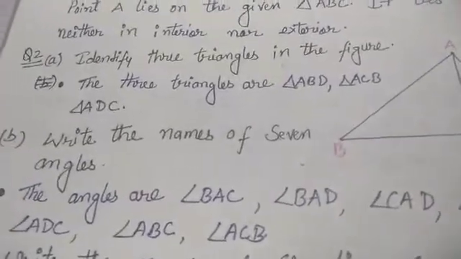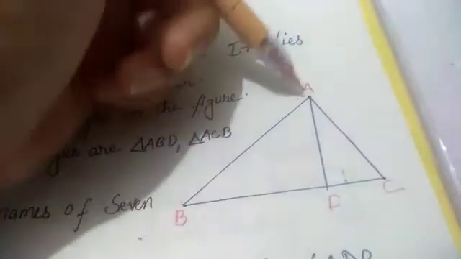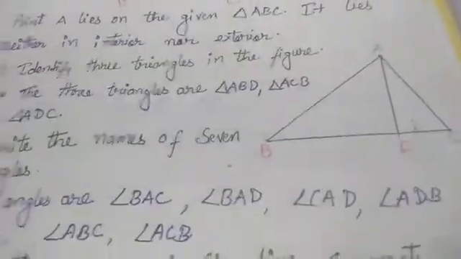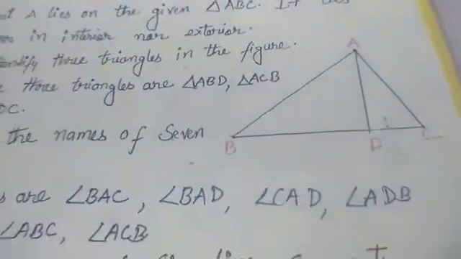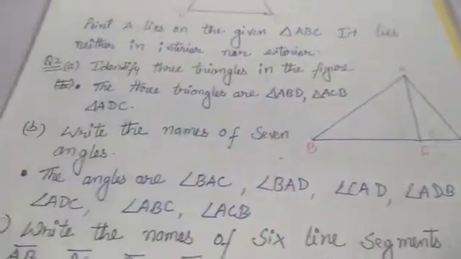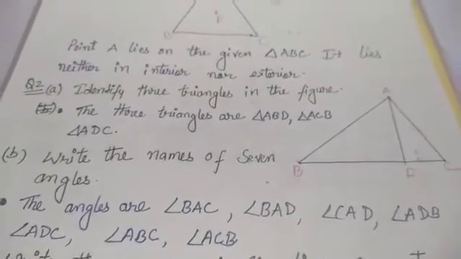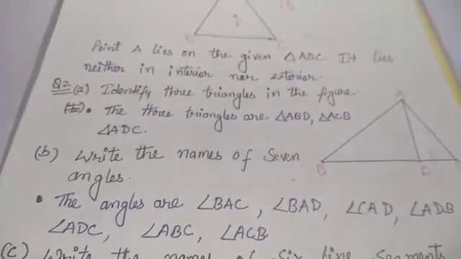Now write the names of 7 angles. Angles are BAC. First angle I am taking BAC. Here you can point BAC, which means they are talking about this triangle. Second angle is angle BAD, which they are talking about this half angle. Angle CAD, similarly ADB, angle ADC, angle ABC and ACB, which you can point out in figure. Here are the 7 angles in the given figure.